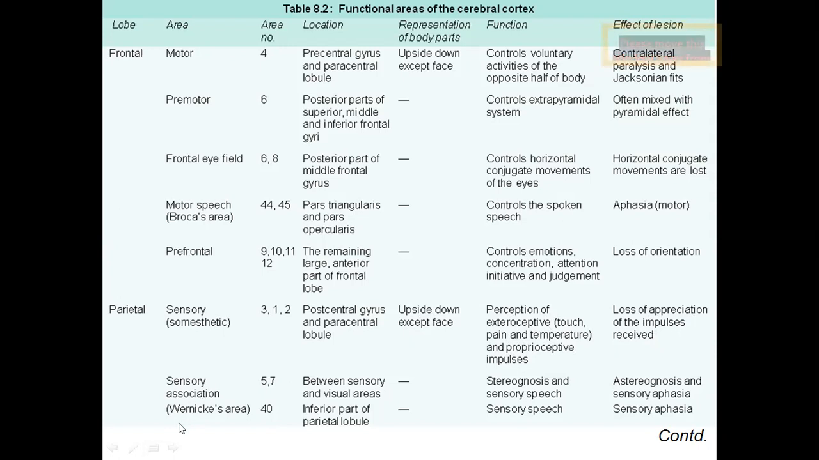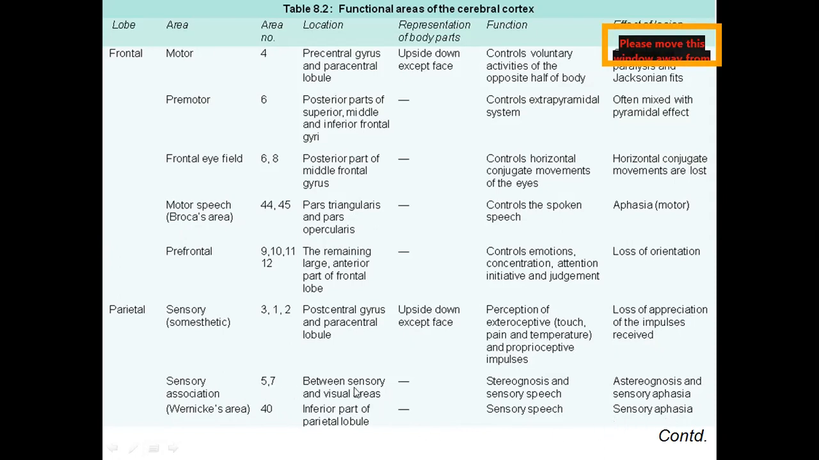Sensory association area, that is Wernicke's area. This is the motor speech area and this is the sensory speech area. Area number 40, inferior part of the parietal lobule. This is controlling sensory speech, and if it is damaged, sensory aphasia, the person will not be able to speak.